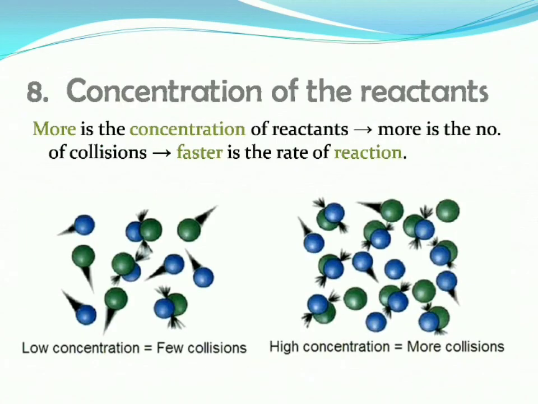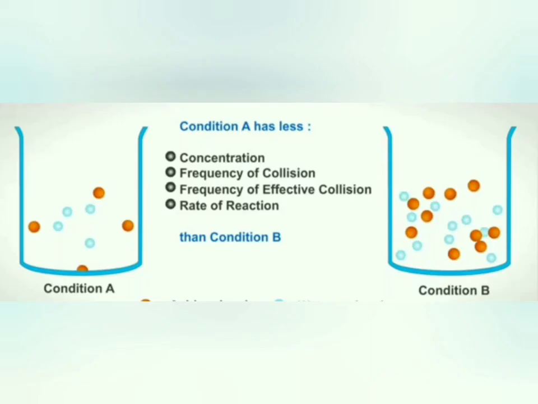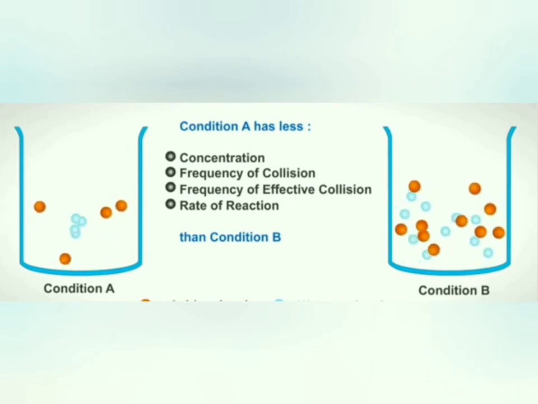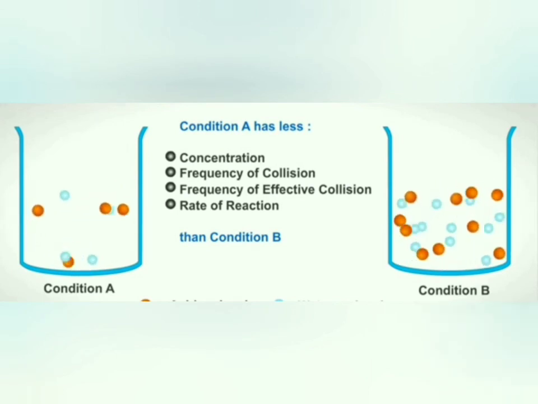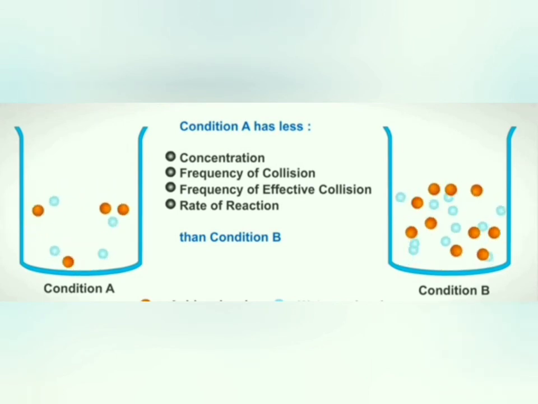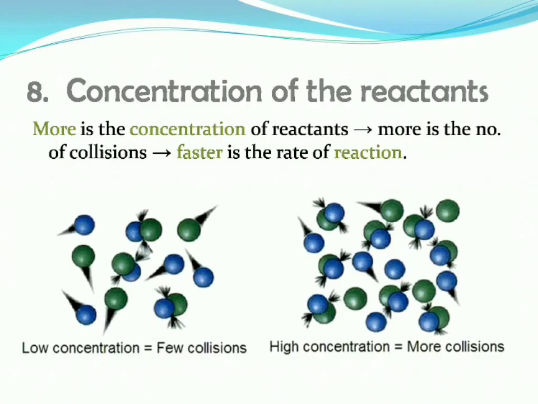Then the eighth condition is the concentration of reactants. Suppose we have 5 molecules of reactants, then these 5 molecules will collide and accordingly the product will be formed. But if we have 1000 molecules of reactants, then 1000 molecules will collide to form more amount of product. So we can say that if the concentration of reactants is increased, meaning if the amount of reactants is increased, the number of collisions will increase, which increases the rate of reaction.